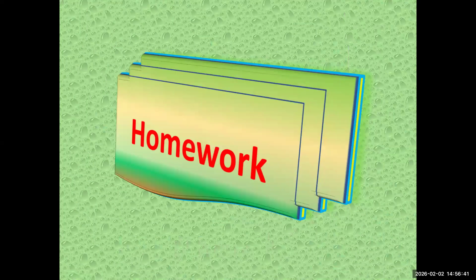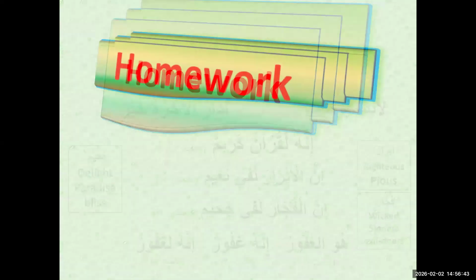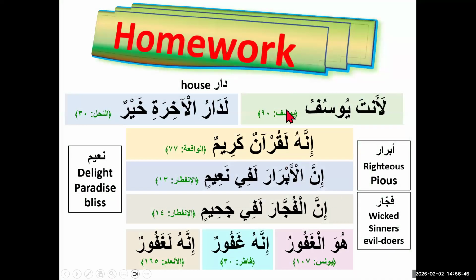Now let's move towards the homework. Homework is very important because of course you have to do practice. I wrote a few ayat here for you, and I wrote a few of the translations. Abrar means righteous, pious, or you can use any of these words. Fujjar, you can use wicked, sinner, or evildoer, any one of these words. Same with naim, it can be used as delight, as paradise, as bliss. Whatever you feel easy, you can use that word.